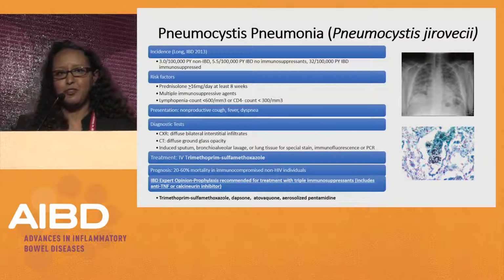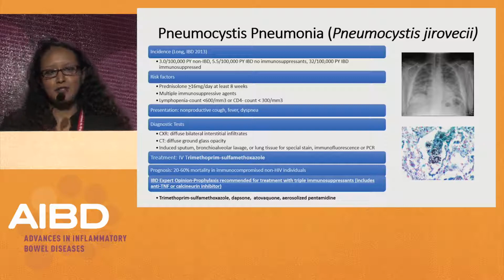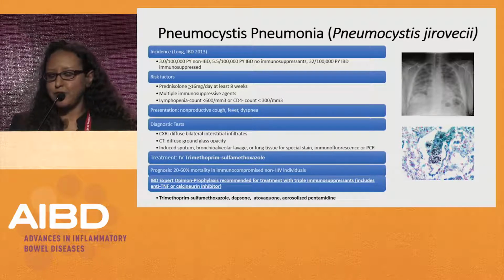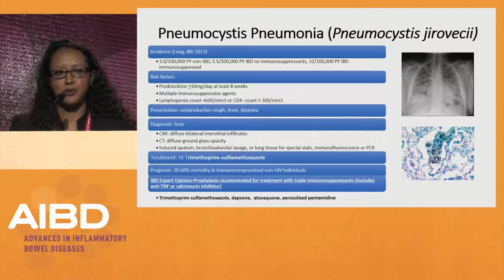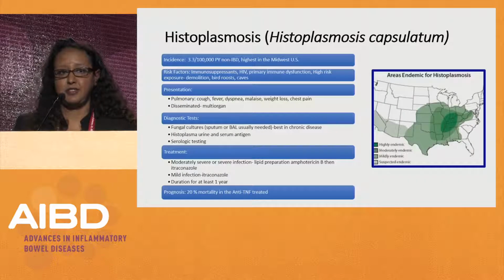So Pneumocystis, as you've heard, is basically a fungal infection that increases with being on multiple immunosuppressants, as well as being on long-term steroids, and actually also being lymphopenic. The presentation generally is a cough, fever, and shortness of breath, and tests include chest x-ray, CAT scan as well, and a lot of times you're gonna also have to obtain a sputum for diagnosis. Treatment is with IV trimethoprim sulfamethoxazole, and expert opinion right now in the IBD world and GI world is that if you're on triple immunosuppressants, consider prophylaxis, especially if it includes an anti-TNF or calcineurin inhibitor. The concern with pneumocystis is that it's also associated with a high mortality, 20 to 60%.